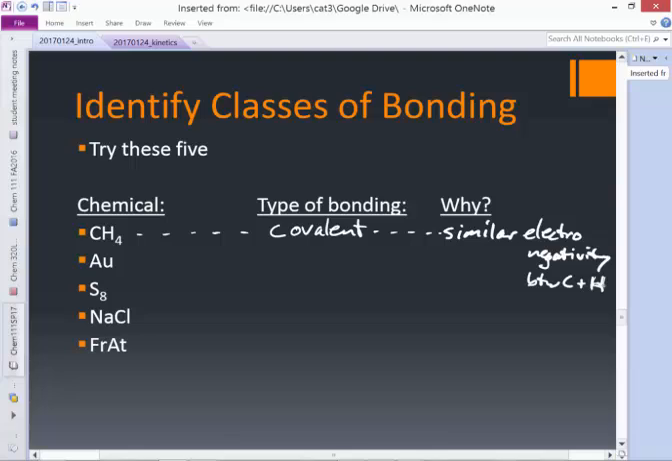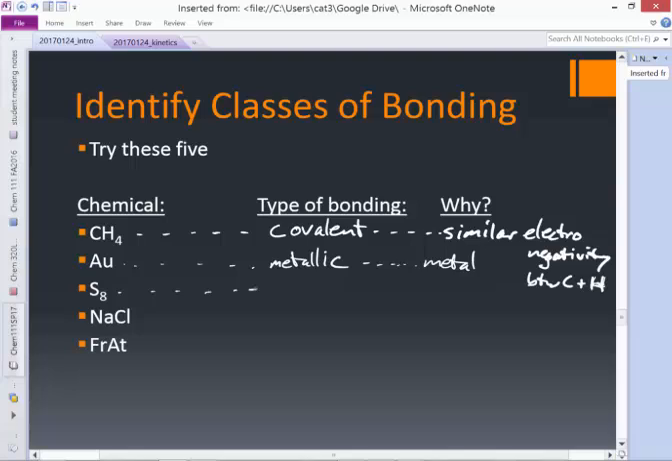All right, let's check in. Au is gold. What kind of element is it? It's a metal, so metallic bonding. S8, molecular sulfur. Well, what type of element is sulfur? Nonmetal. How similar are the electronegativities of sulfur and sulfur? Pretty similar. So what type of bonding? Covalent.